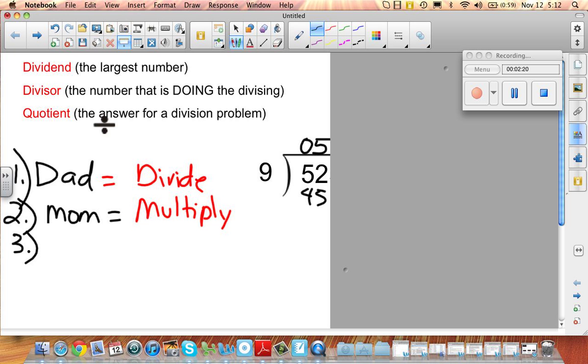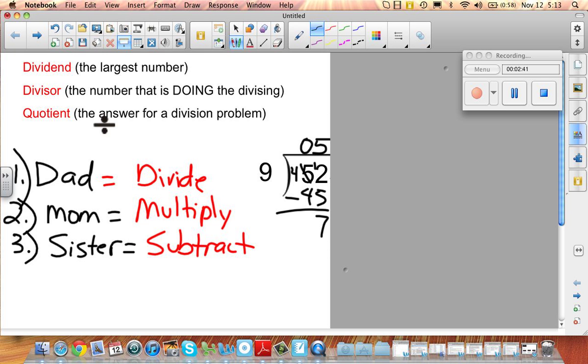Now we go on to step number 3, all important, sister. Yes, we love sister. Who doesn't love to subtract? That's what we do here. So 52 minus 45, 2 minus 5, 2 is smaller, we have to borrow. That's a 4, this is a 12. 12 minus 5 is 7, and 4 minus 4 is 0.